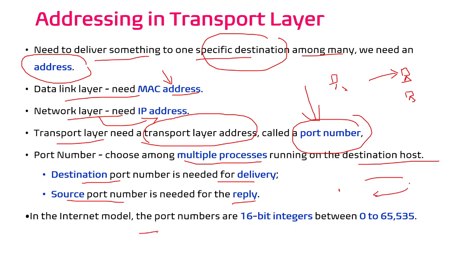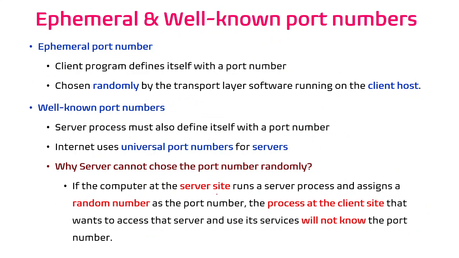So in the internet model, the port numbers are actually 16-bit integers. It ranges from 0 to 65,535. So this is the range of port numbers. It is a standard which is present in the internet model. Okay. So this is the concept of addressing in the transport layer, right? So a port number is chosen among the multiple processes running on the destination host.